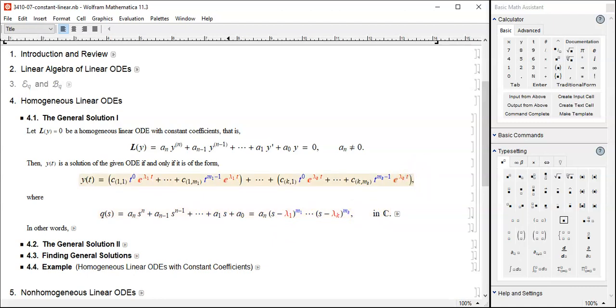How many are there? In the first batch, there are m1 functions, because that's the multiplicity, from 0 to m minus 1. And second and third, all the way over to the last batch, again, the m value, mk. Add them all up, there are precisely n functions here in this expression. So this is a linear combination of n functions. Okay, that's the general solution.